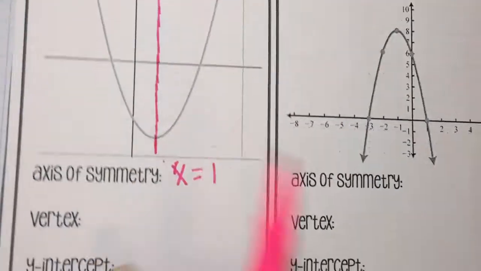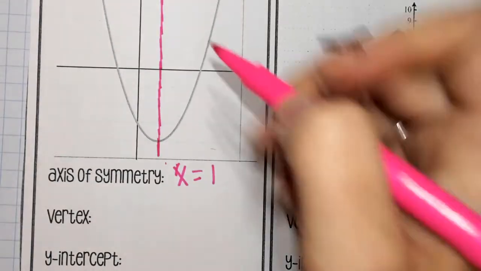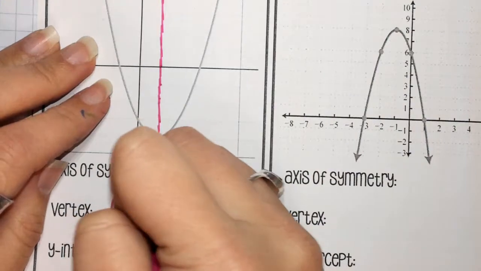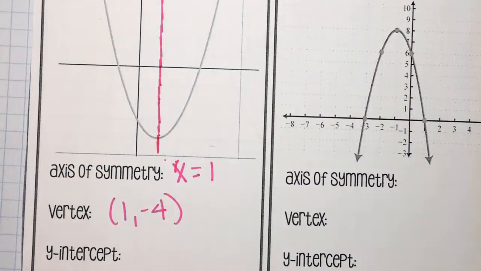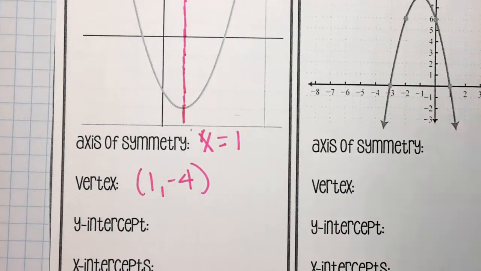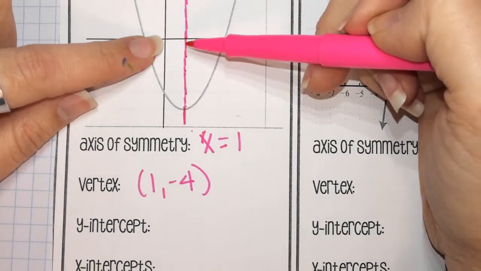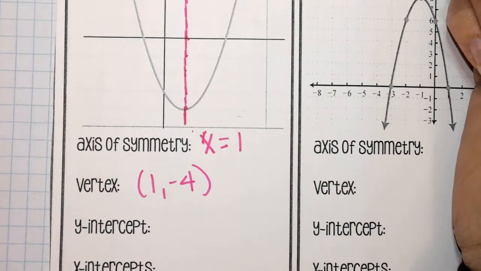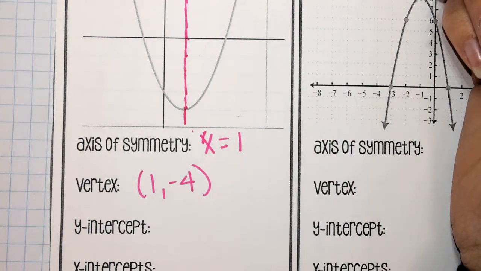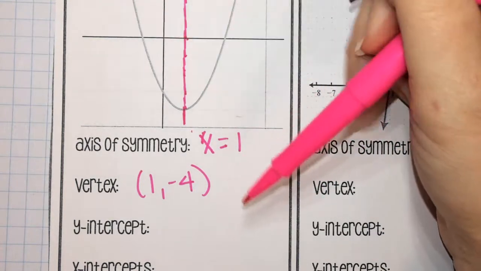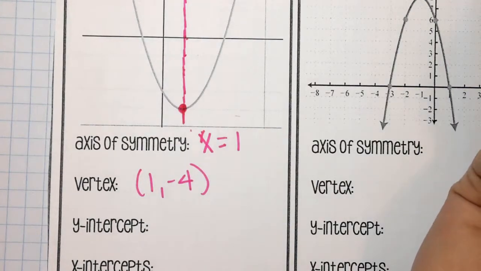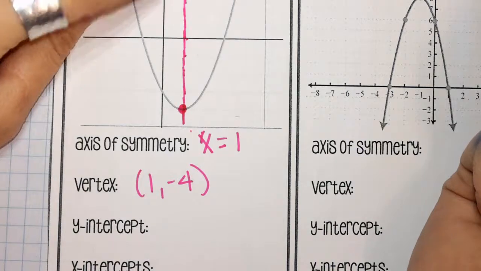Now, our vertex is this lowest point. So this is 1, and then down 1, 2, 3, 4. So that's 1, negative 4. Can you do it again? Yep. It's always part of your axis of symmetry, which is right 1, and then down 1, 2, 3, 4. So we just counted to the point. This point is our vertex, so you just count to get to that point. This is the axis of symmetry.